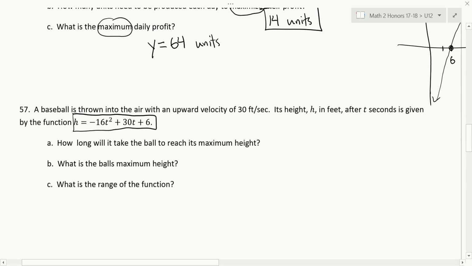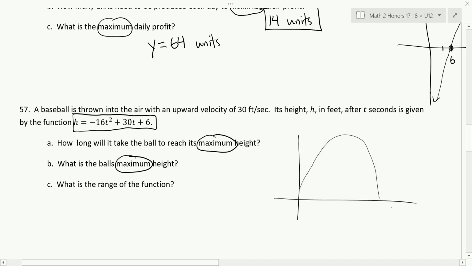And as you read through what we need to find, we see the word maximum and maximum again. And maximum indicates what? We need to find the vertex. Okay. Does this parabola open up or down? Down, and it better because we know we're talking about a ball flying through the air, right? We got something like this. And we're after the maximum or the vertex.